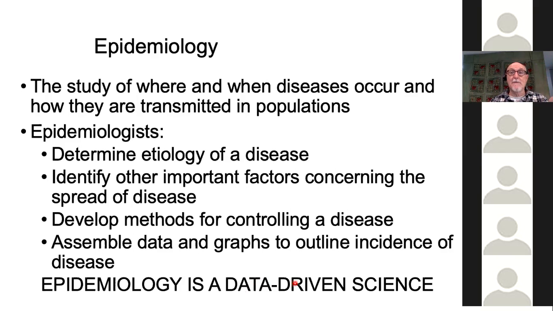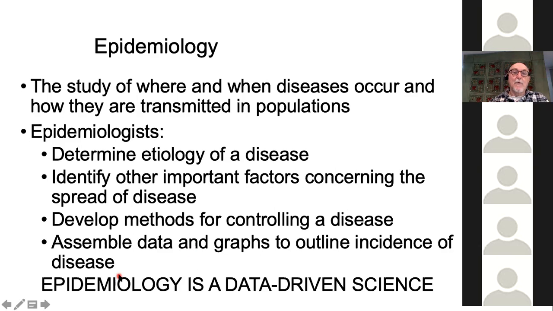So what an epidemiologist does, they determine the etiology of the disease. They look for all of the important factors that concern that spread, what is amplifying its spread. They develop methods for controlling the disease, largely by looking at how the disease is being spread. John Snow: people are collecting contaminated water from one particular water pump, close the pump down, and you close off that source of infection.